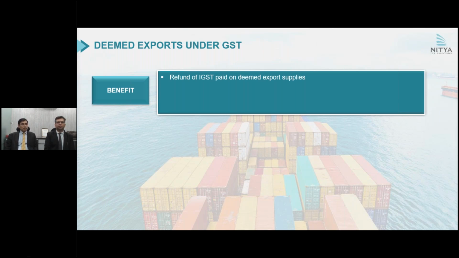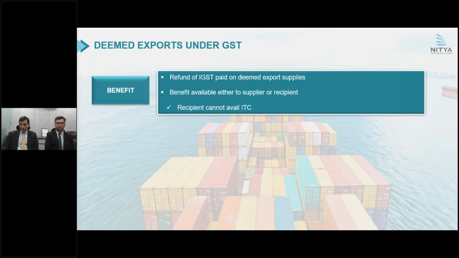The benefit in this case is that whatever IGST or GST you have paid on your deemed export supplies, you can claim refund of the same. Importantly, the benefit is available both to the supplier as well as the recipient. And the recipient cannot claim ITC in this case because he is already claiming the refund.